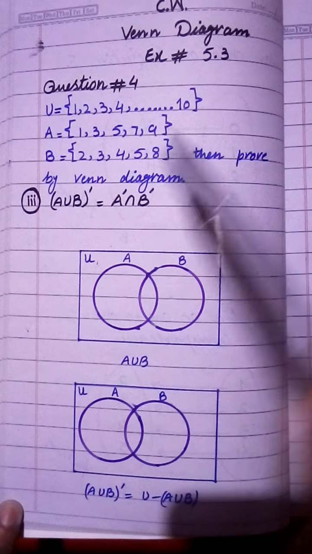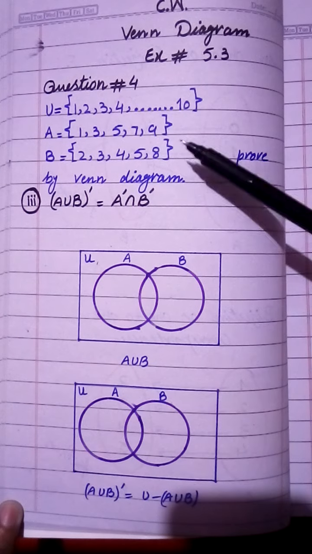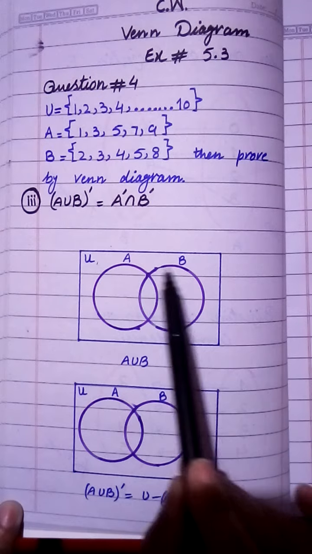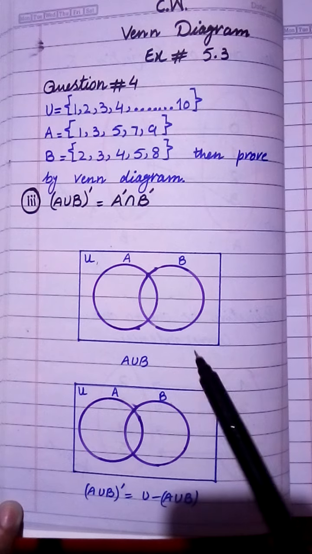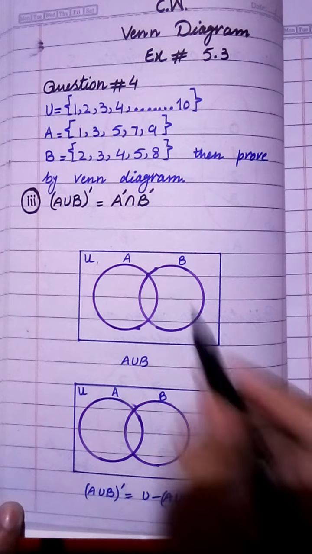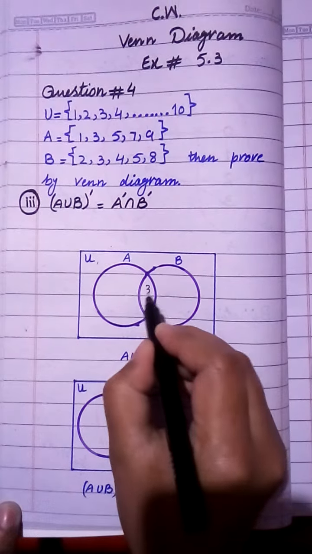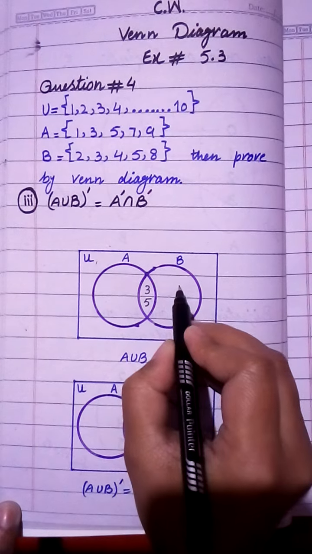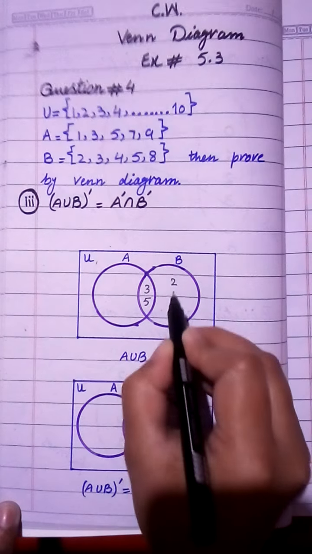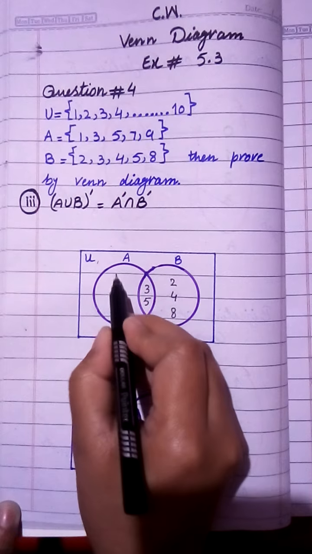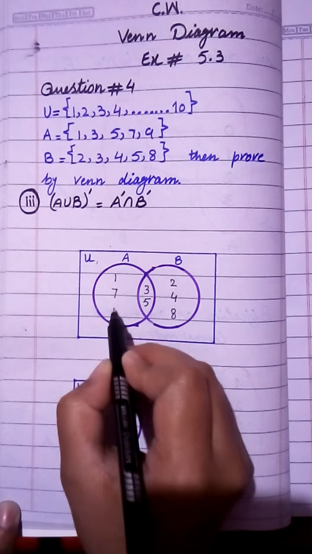Now check which elements A and B have in common: 3 and 5. So this will be the overlapping set. Overlapping set means having some common elements. So you can write here 3 and 5. Now the remaining elements of B you can write here: 2, 4 and 8. And the remaining elements of set A are 1, 7 and 9.